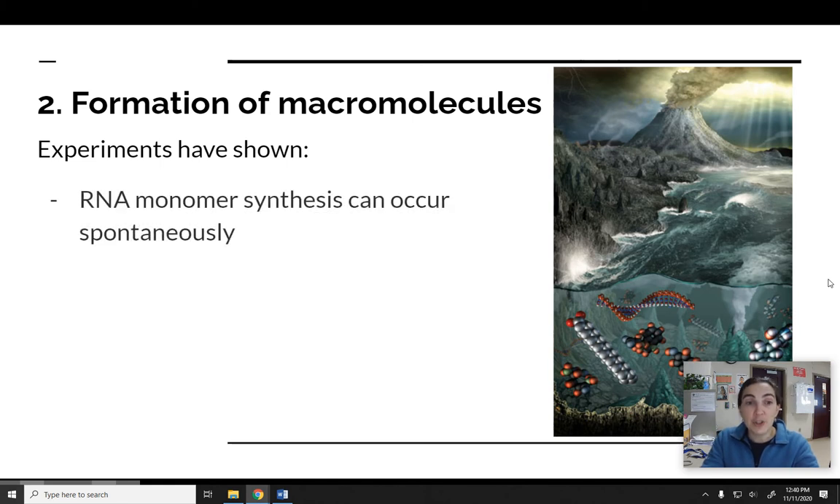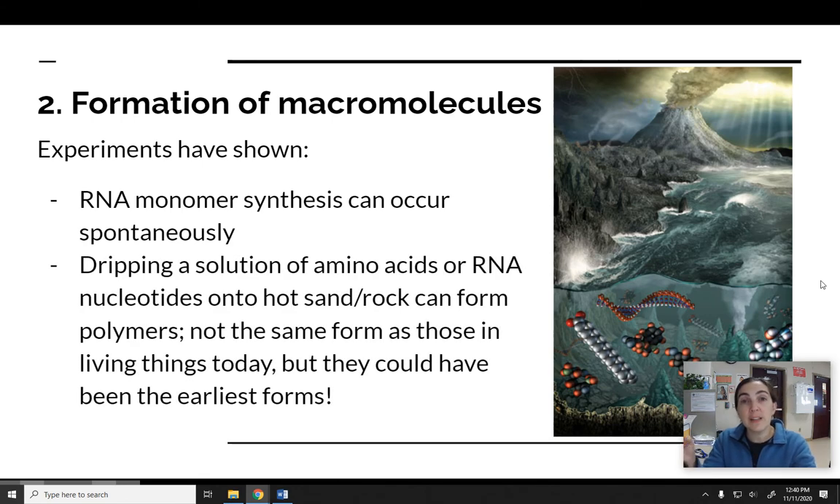Experiments that scientists have done have shown that RNA monomers can randomly link together when the right conditions are provided to them. They also found that if you take a solution that has a bunch of amino acids or RNA nucleotides and just drip it onto hot sand or rock, which there was a lot of in the early Earth, they will automatically start joining up to create polymers. Those polymers may not have exactly the same structure as the ones found in living things today, but they could have been kind of the earliest forms of those molecules. So there are some experiments that have shown ways that those monomers could start linking together into these bigger molecules.